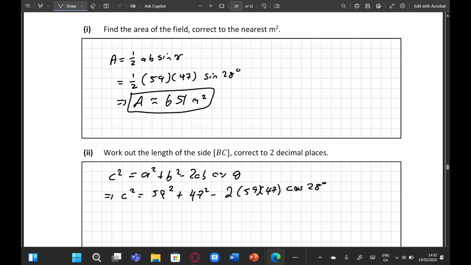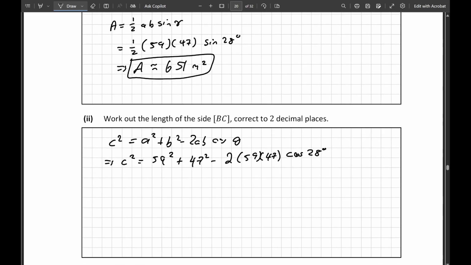So now I'll just evaluate this. So 59 squared plus 47 squared, take away 2 lots of 59 by 47 times the cosine of 28. So that's C squared. So BC is just the square root of that, which to 2 decimal places is 28.16 meters. Okay, spectacular so far.